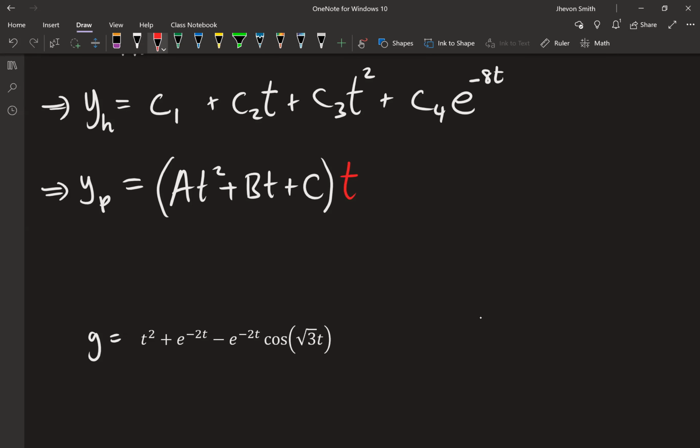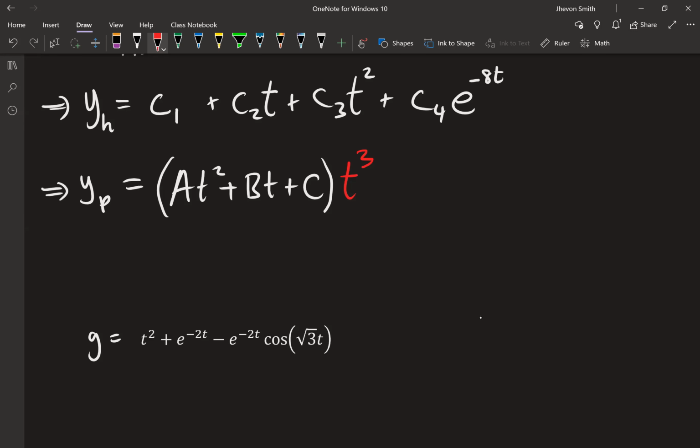Would there be any overlaps? Yes, because then this would give me a bt squared and a ct, which is going to overlap with those two. Multiply by a t again. Will there be any overlaps? Yes, because if I expand this, there will be a ct squared, which is going to overlap with the c3t squared. Okay, multiply by a t again, t to the third.